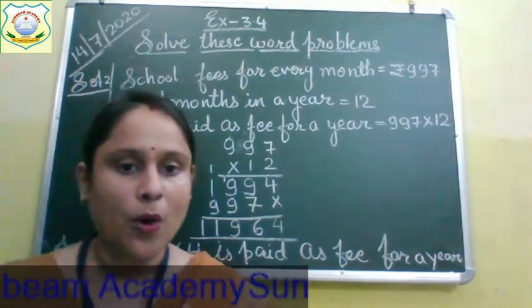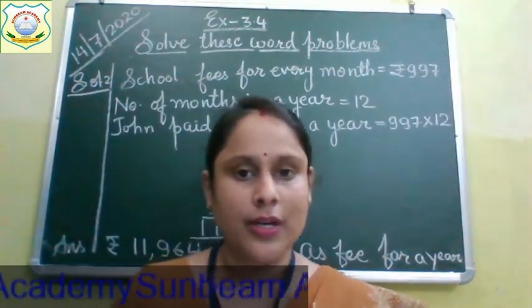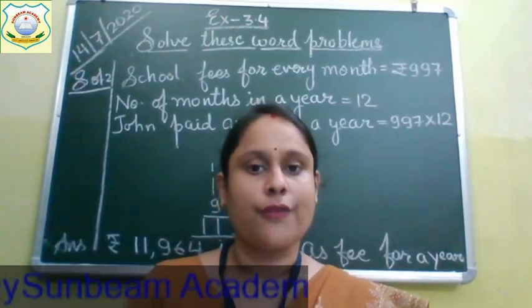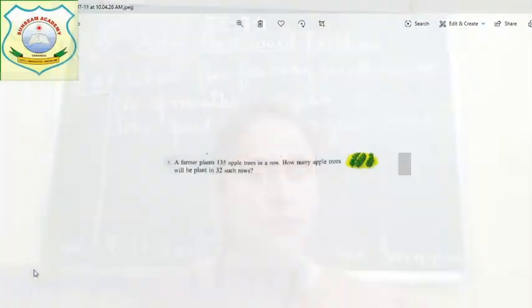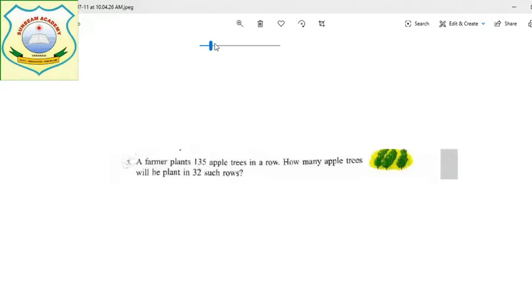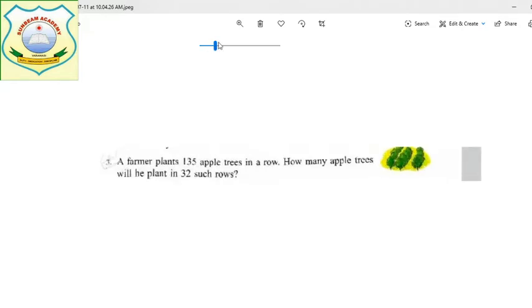Now, I hope you all have written solution 2, children. Now, I am going to share a screen from which you will copy down your question number 3. Okay? Your question 3 is on the screen now. Question given is, a farmer plants 135 apple trees in a row. How many apple trees will he plant in 32 such rows?